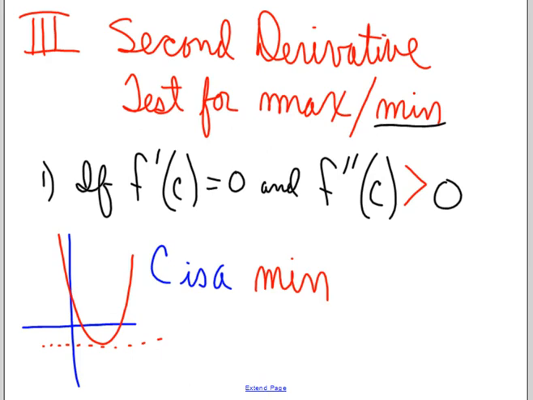All right. If we're going to use some test, we have to state that it's a second derivative test. Yeah, Kate?